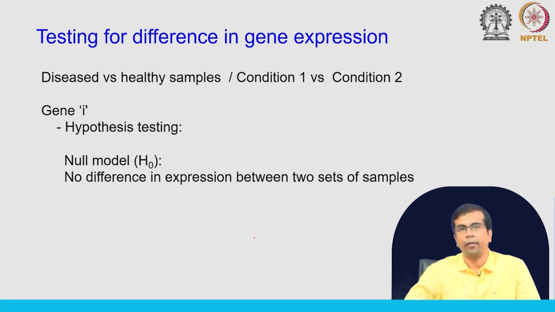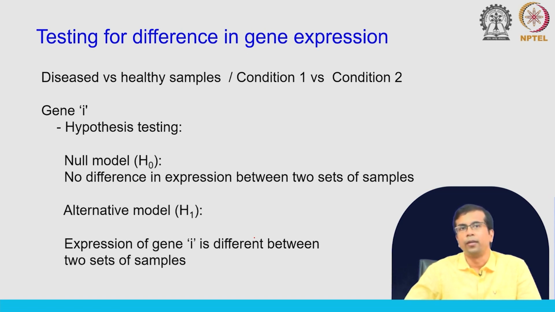etc. Okay. So, for hypothesis testing, you might be aware that we need a null model, which we denote usually by H naught, and the null model is that there is no difference in expression between two sets of samples, right. So, if you are talking about disease versus healthy samples, the null model says there is no difference in expression. Okay. Now, since you have a null model, you also have an alternative model which says expression of gene I is different between two sets of samples, right. So, it is the opposite of the null model.